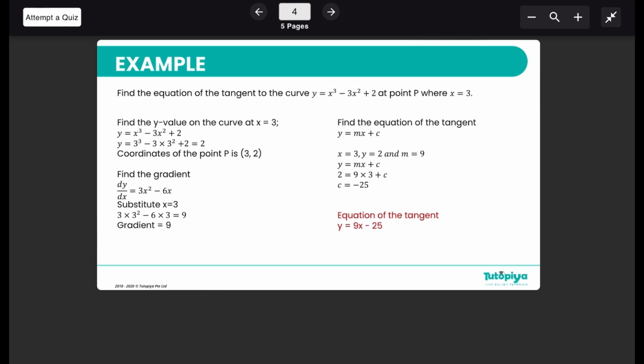You may also be asked to find the equation of the tangent to a particular curve. Now this involves a few steps.